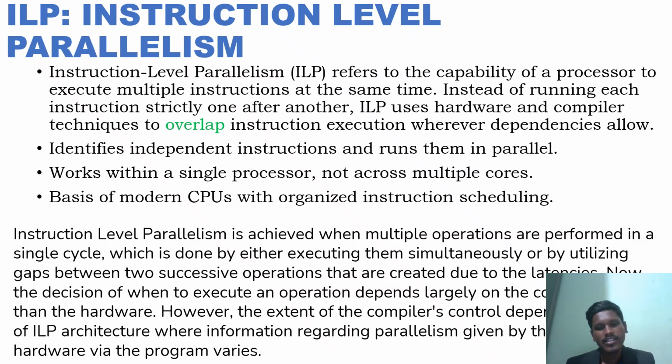Instruction level parallelism refers to the capability of the processor to execute multiple instructions at the same time, and it is known as overlapping the instructions. It works within a single processor, not across multiple cores. It has only a single processor where it can run multiple instructions at the same time.